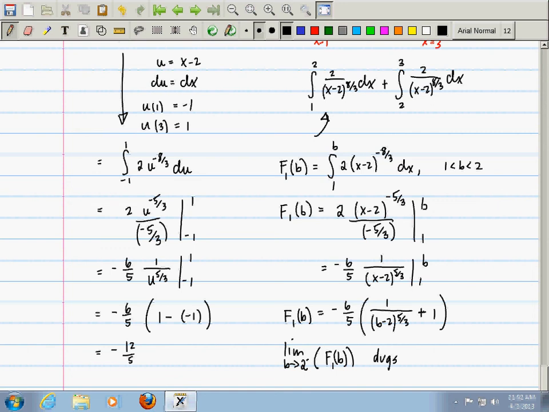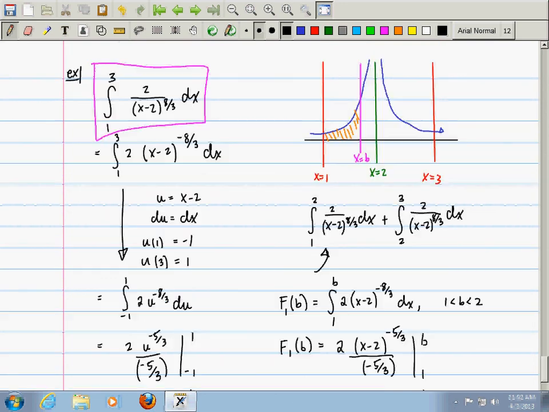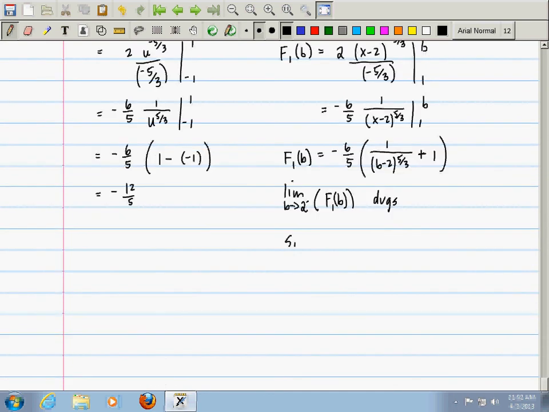So then what we're saying here is that this piece on the left, it diverges. So do I need to consider the piece on the right? Nope, it diverges. It doesn't matter. If one of the pieces diverges, the whole shebang diverges. So then the conclusion is the integral from 1 to 3 of 2 over x minus 2 to the 8/3 dx diverges. So any questions about this one? No, you don't need to make any specific considerations. It just diverges. Okay, so any question about this?